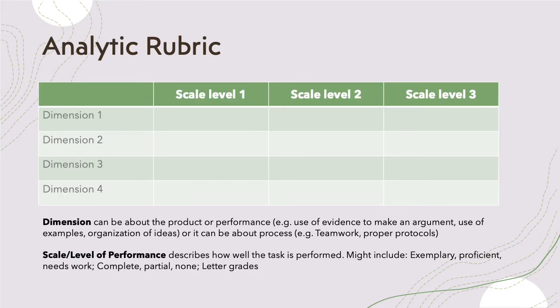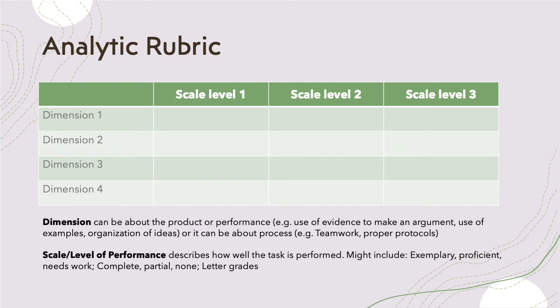Okay, the next, when you take a look at an analytic rubric, you'll see these different pieces. So you want to define your dimensions. Your dimensions are either about the product or performance, which we've discussed. For instance, the use of evidence to make an argument could be a dimension. The use of examples could be a dimension, or the organization of ideas. Or it can be about process. We used the example of communication for teamwork, for example. Or did the student follow proper protocols? This is about how they perform the process of producing the work.